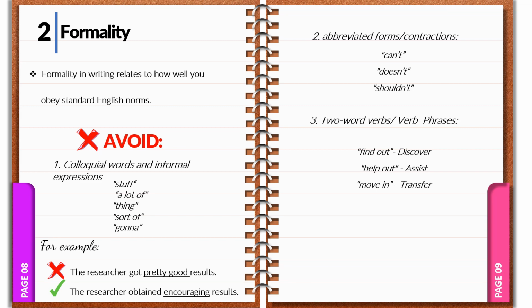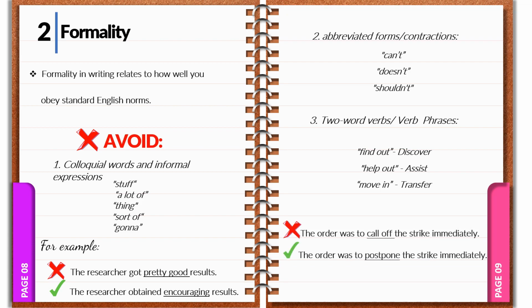Remember that in writing academic paper, we should see to it that all our verbs are written as one form. For example, the order was to call off the strike immediately. It should be, the order was to postpone the strike immediately.